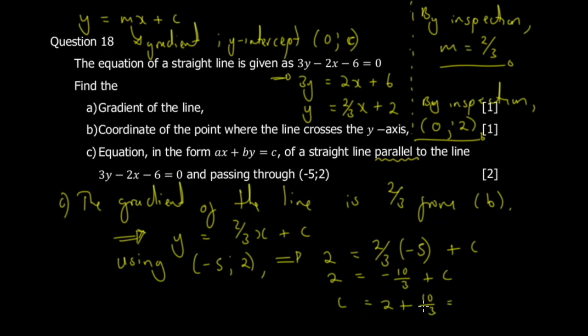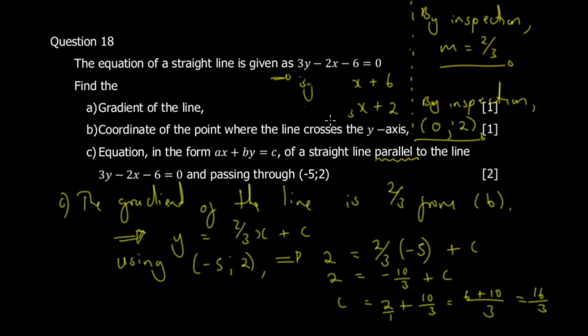So what do you get? 2 would be 2/1. Okay, 2/1 simply means 6/3. So it should be 6 plus 10/3. Then you get what? 16/3. Okay, so I need to rub somewhere here so that we can have some space.